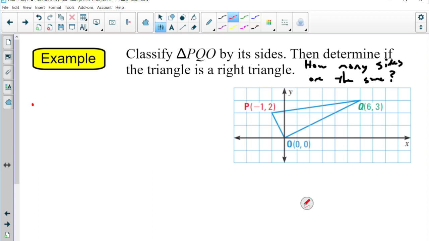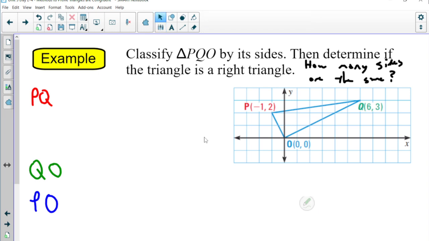So we're going to start with P to Q, and then we will have Q to O, and then we will have P to O. So we're going to have 3 distances, and within those 3 distances, we're seeing whether we have any matches. That's what we're looking for. So for P to Q, here we go.